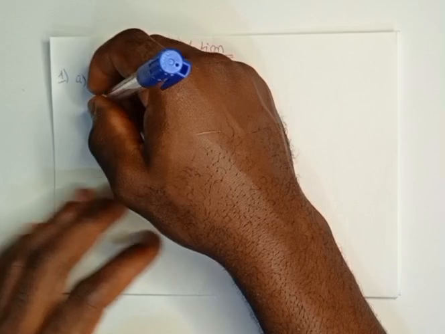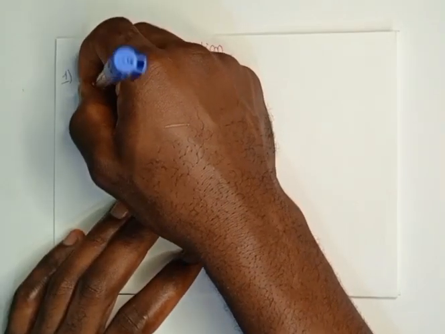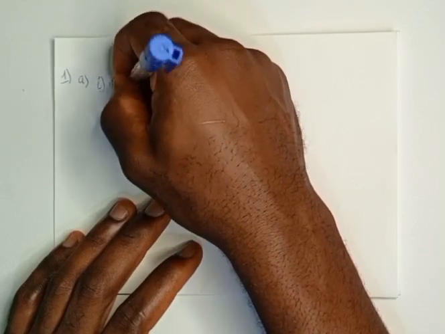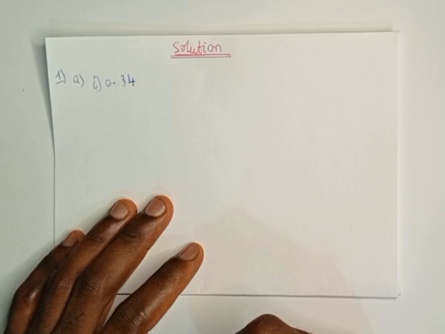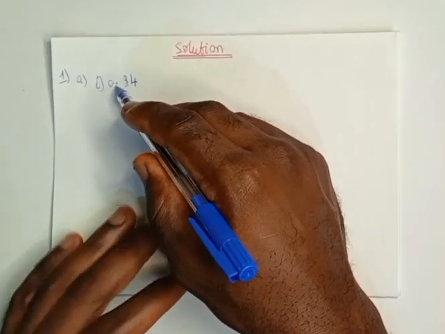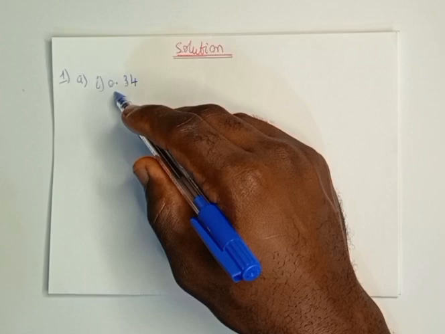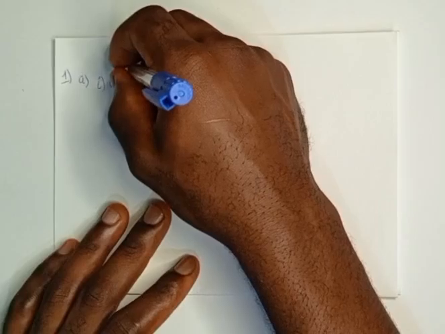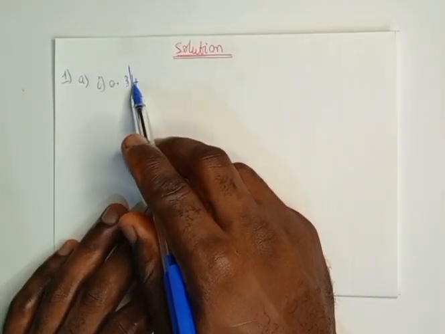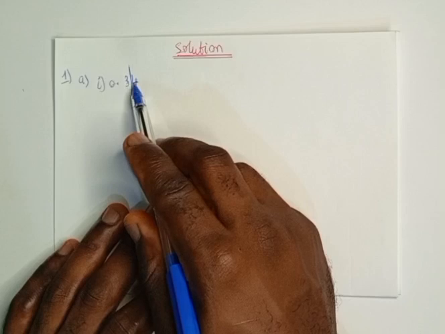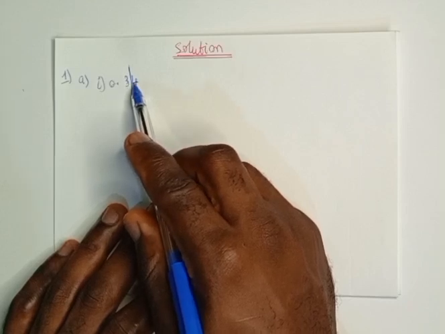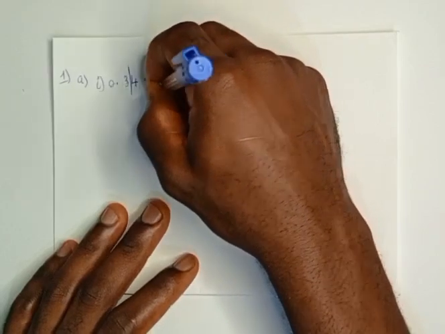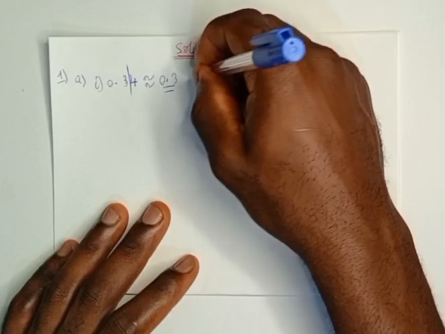For 1i, we have the number 0.34. We are to express this number to one decimal place. To one decimal place, remember we start counting the decimal places immediately after the decimal point. This is the first decimal place, 3. We have to round off between the first and the second decimal place. That means we have to eliminate the second decimal place. 4 is less than 5. It is rounded down to 0. This will be approximately 0.3 to 1 dp.